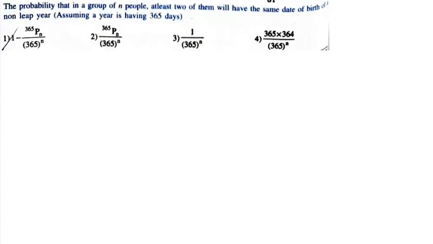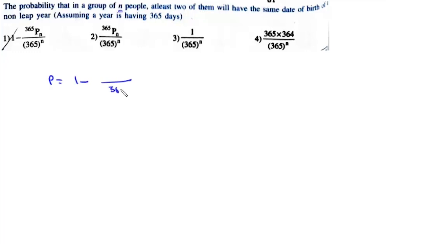Now here the question is the probability that in a group of n people, at least 2 of them will have the same date of birth in a non-leap year, assuming a year to have 365 days. So this required probability we have to find out using its complement. So what we'll do is we'll find 1 minus the probability that none of them have the same date of birth. Now for these n people each, we have 365 possibilities.